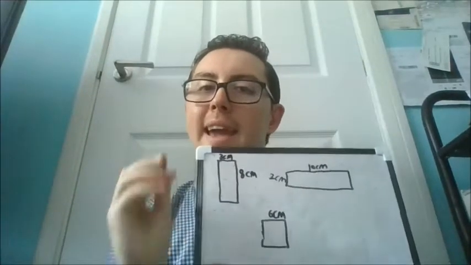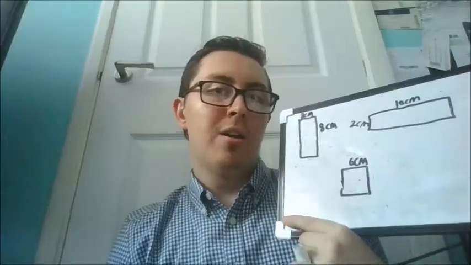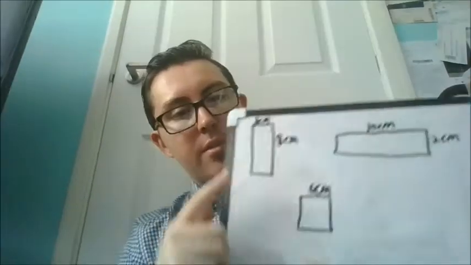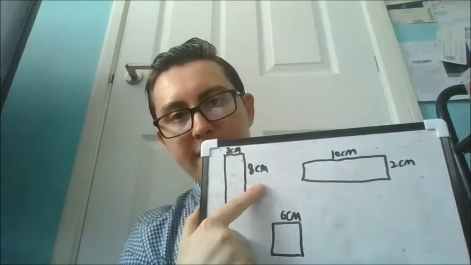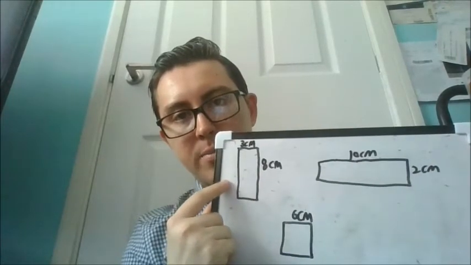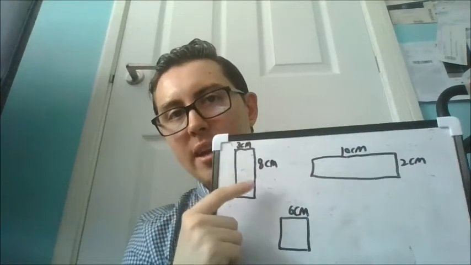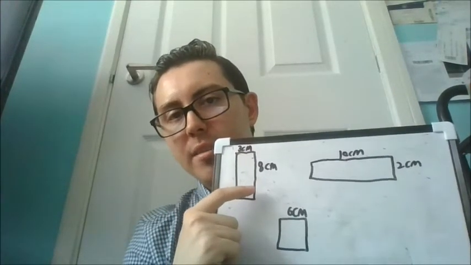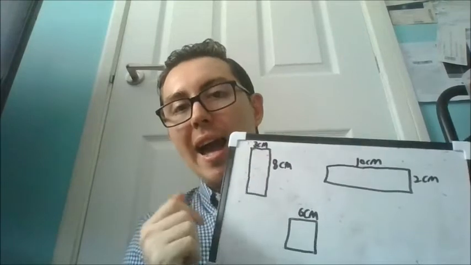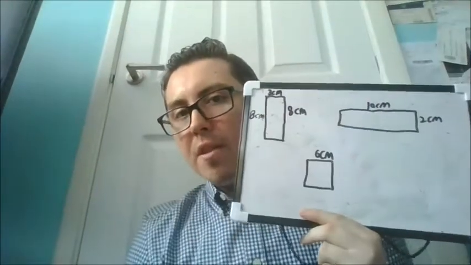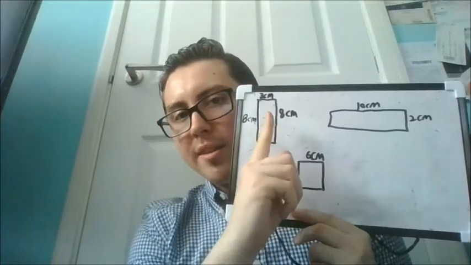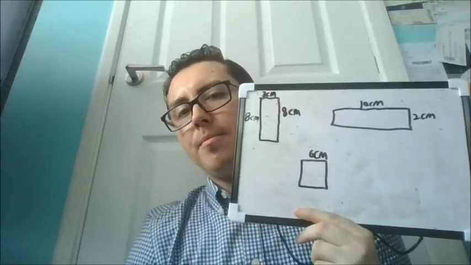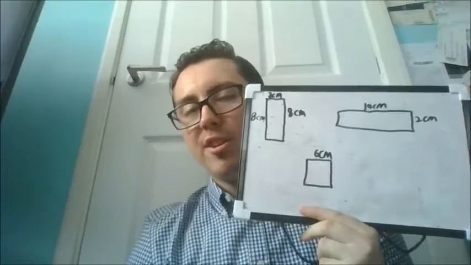Perimeter is the outside of a shape. We add up all the measurements outside the shape. Let's give it a go. If this side is 8 centimeters, what do you think this side is going to be? On a rectangle, opposite sides are the same length. So if this side is 8 centimeters, this side has to be 8 centimeters. If the top length is 3 centimeters and the opposite side of that is this one, what length will that one be? It's also 3 centimeters.